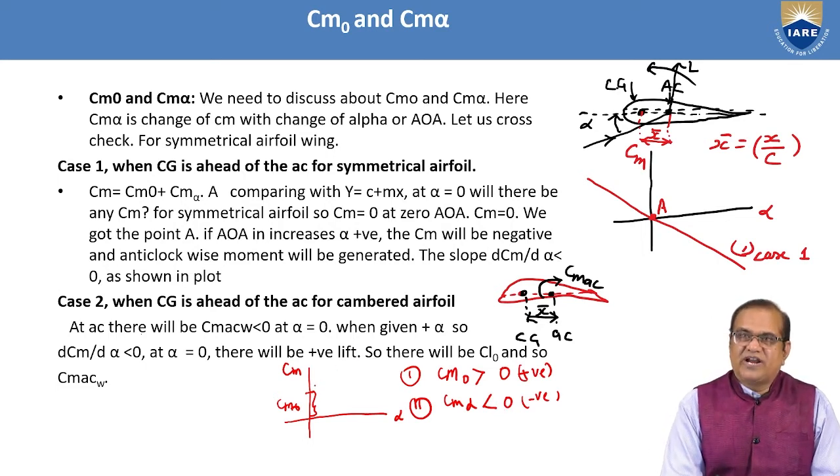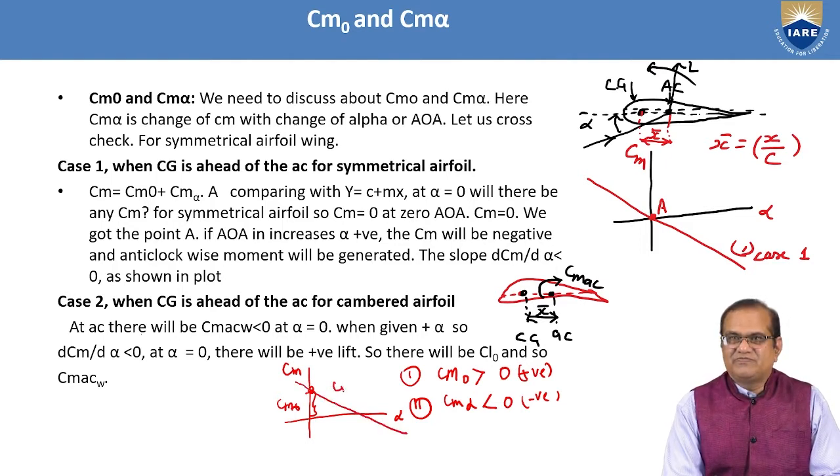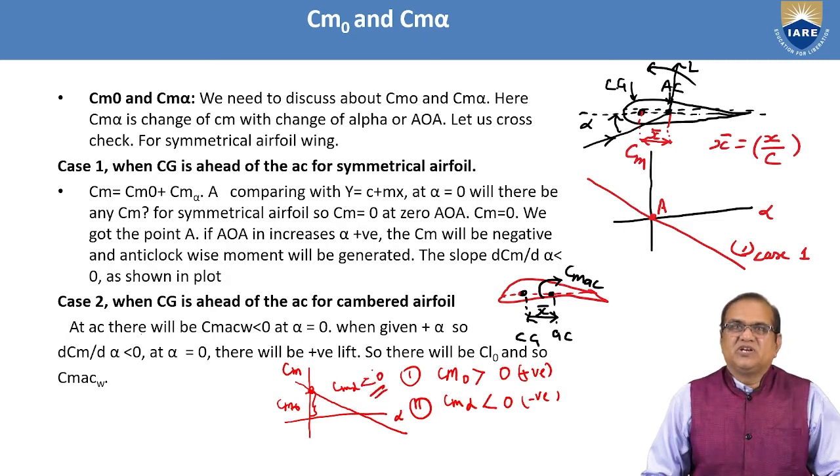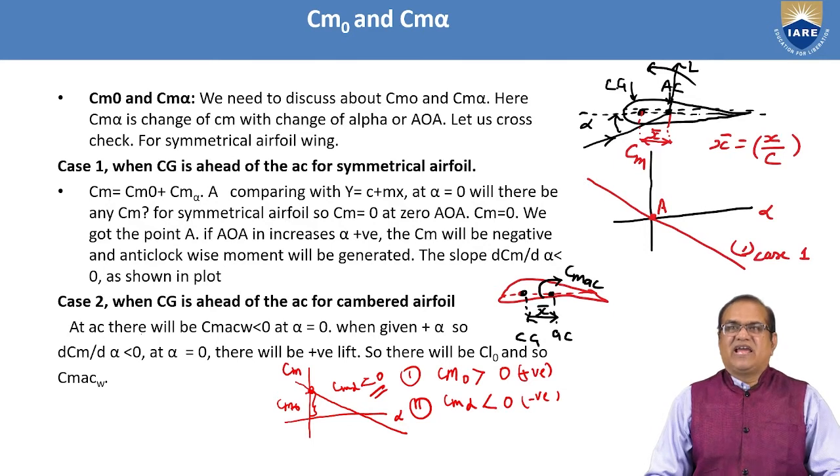So here we have found this point, and our plot should go like this. So here Cm alpha is less than 0. This is the condition. So we need to discuss Cm naught and Cm alpha. Here Cm alpha is the change of coefficient of moment with change of alpha, or angle of attack.